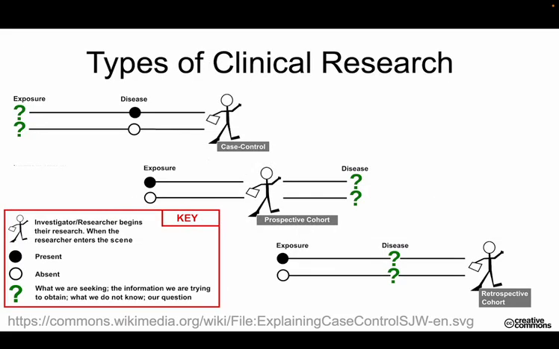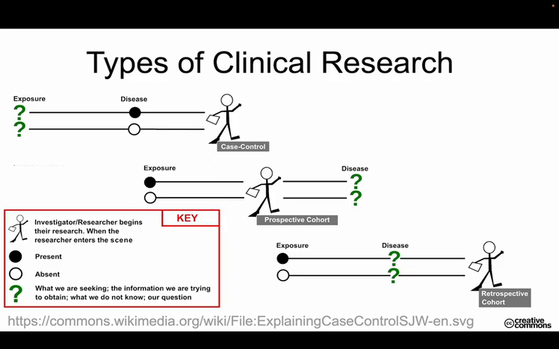This shows three different approaches to clinical research. On the top is a case control, which collects information that has already happened. Those with and without disease are then compared on this past measure in order to find possible causes.